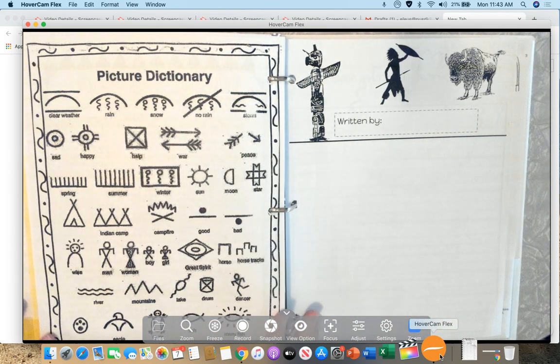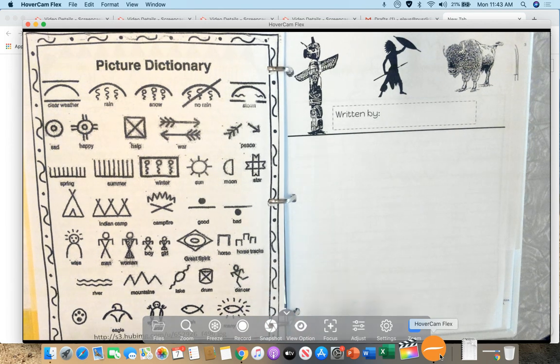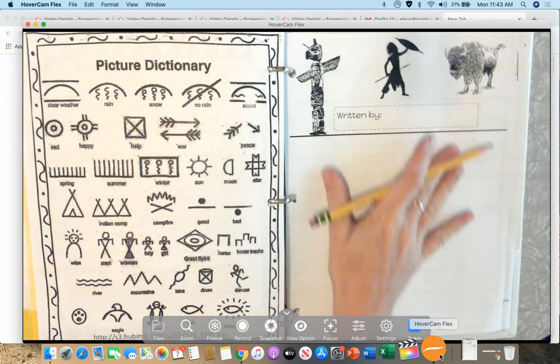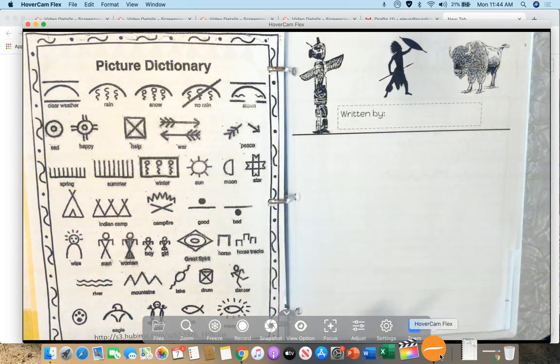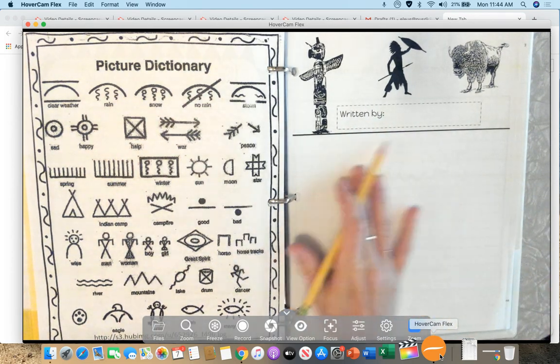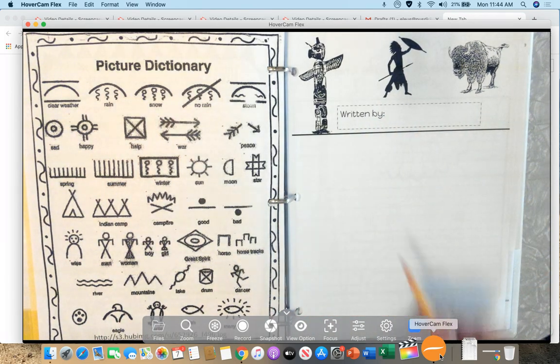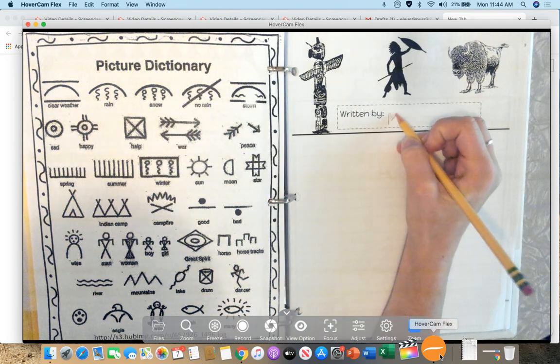Okay. So I'm going to do an example. I don't want you to do the same one. I want you to come up with one on your own. I'm going to do pencil first to make sure I don't make a mistake. Please do that too. Don't do marker, pencil, colored pencils, or crayon until you're sure your story makes sense. So you're going to write your name at the top.